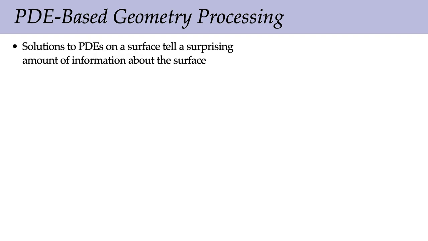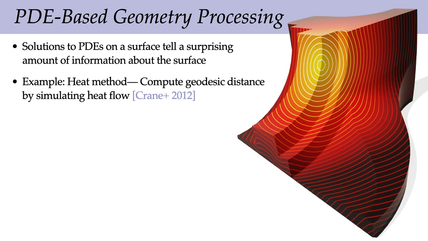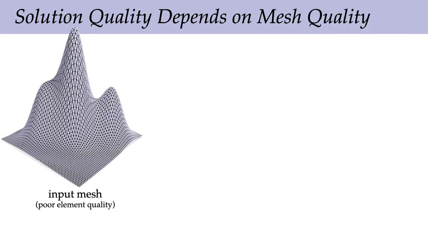The core idea of PDE-based geometry processing is that solutions to fundamental PDEs on a surface can tell you a surprising amount of information about the surface itself, even if you're not interested in any physics. As an example, we'll implement the heat method, which computes approximate geodesic distance along a surface by simulating short-time heat flow. Like many PDE-based methods, the heat method may give low-quality results if you run it on a low-quality mesh.